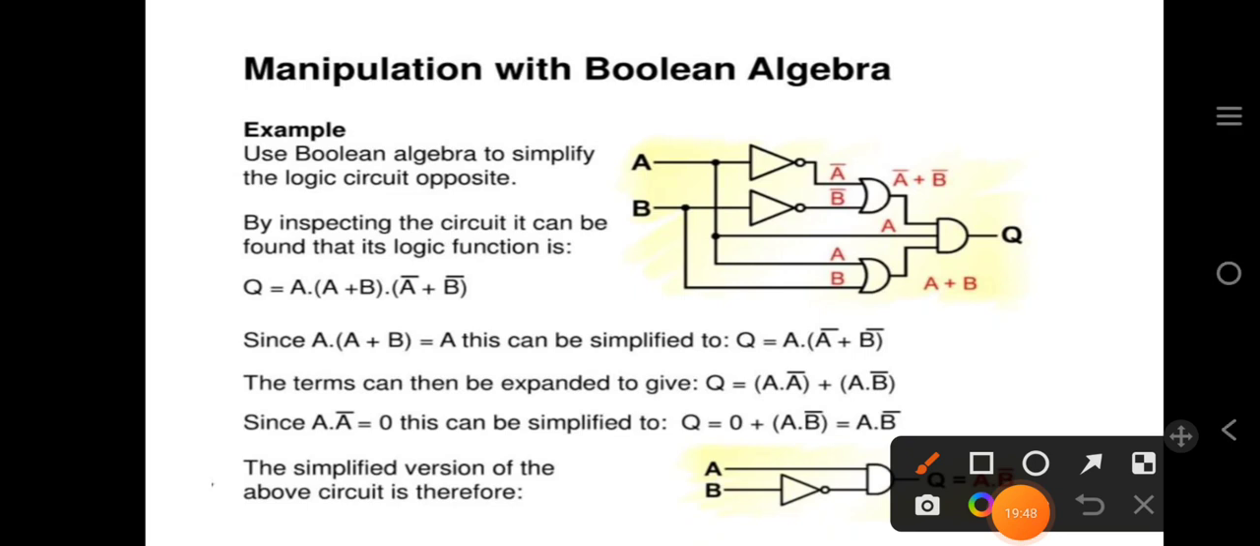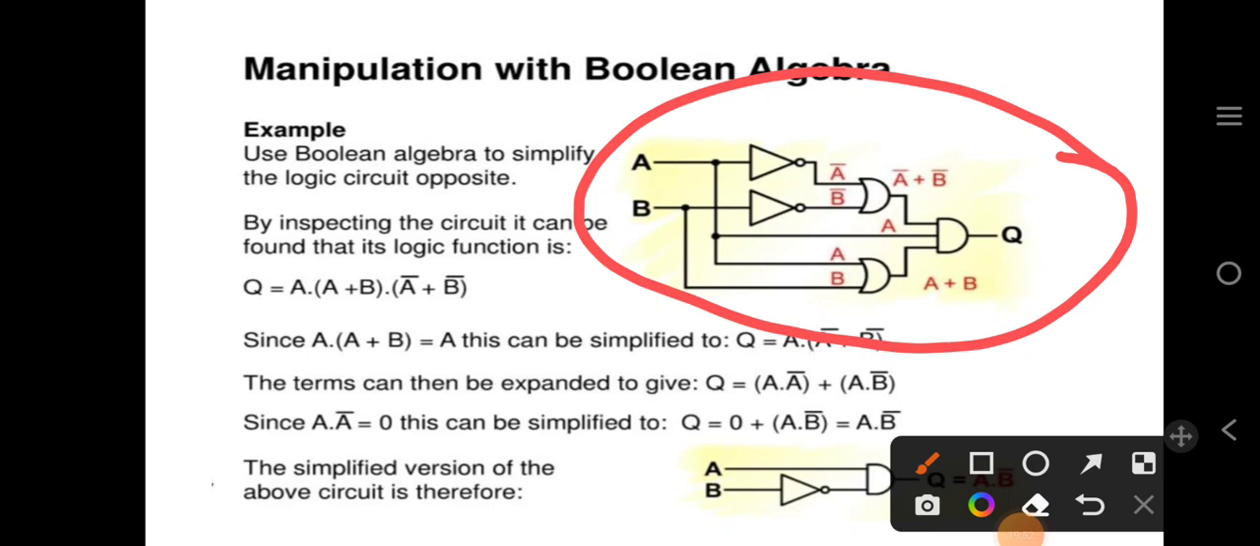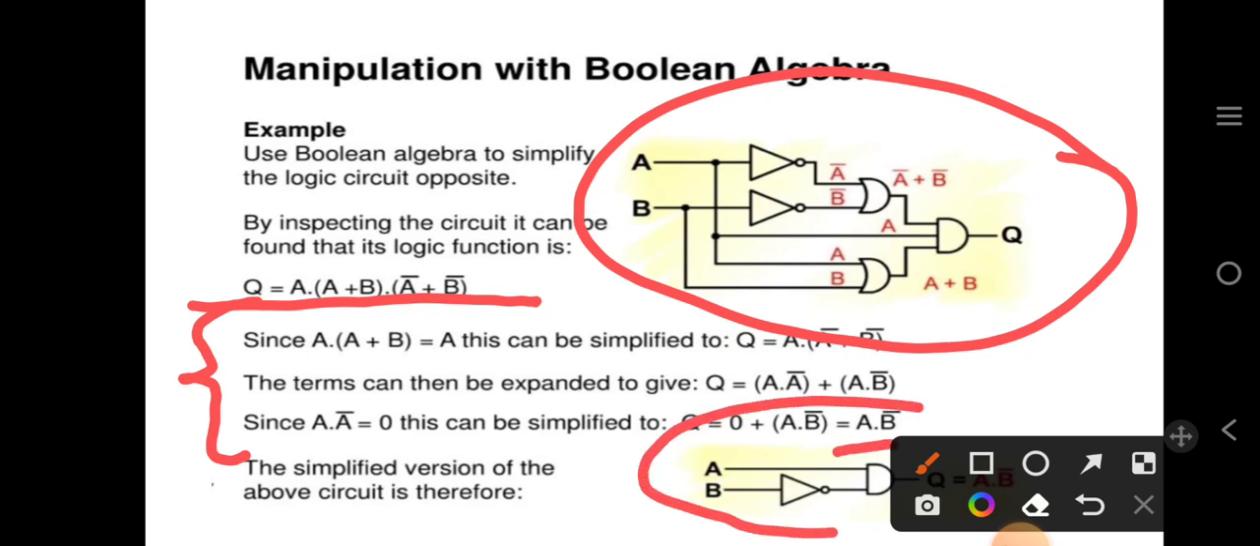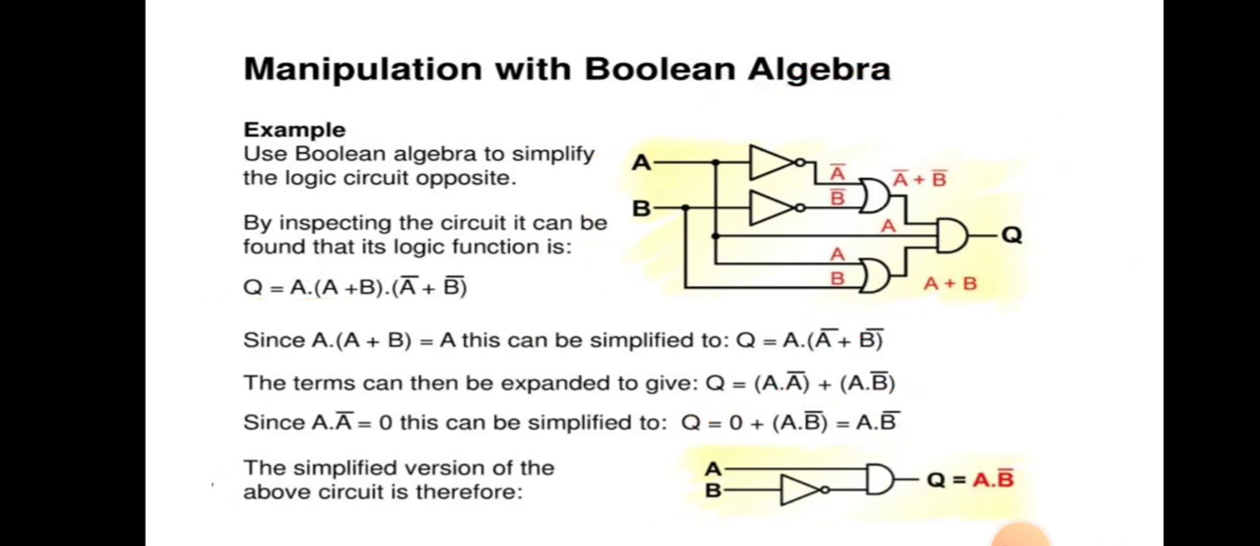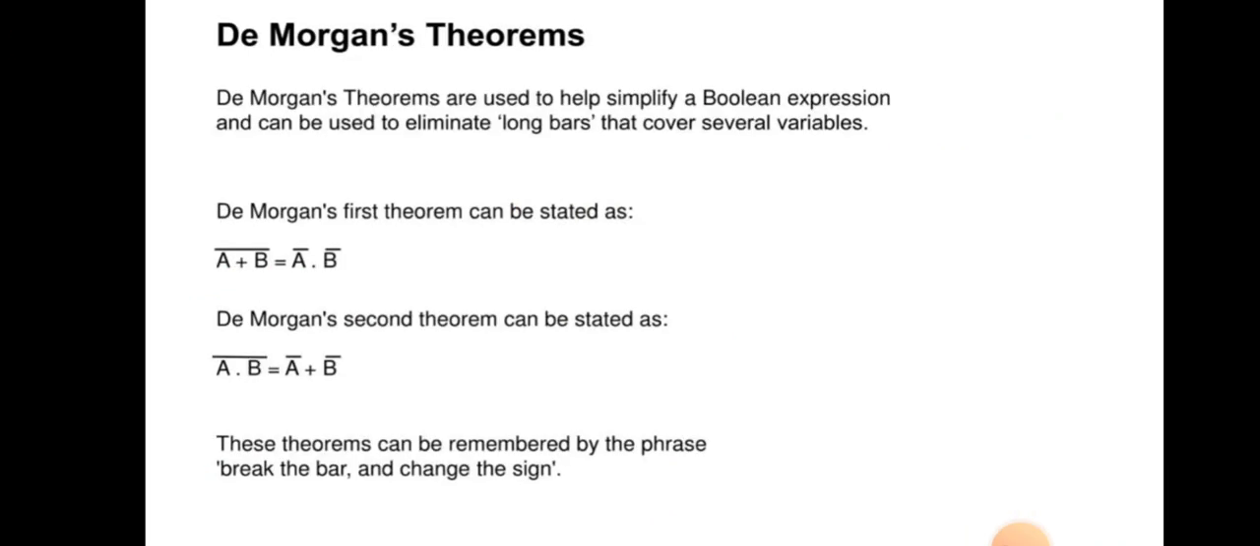Now this manipulation is very important because for this circuit, first we have written the equation, we have simplified it using these steps, and we got the final equation as A dot B bar, and for this we have drawn the circuit. So both circuits are the same. We have just simplified the circuit by using the Boolean algebra laws. So this is one example. You can solve as many problems as you can.